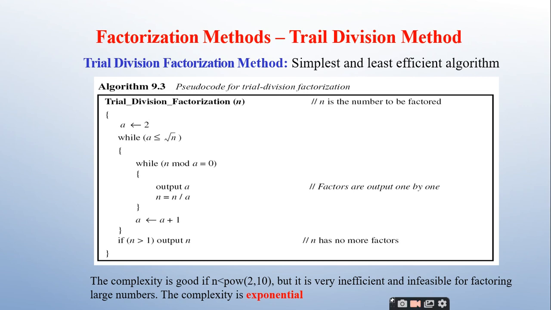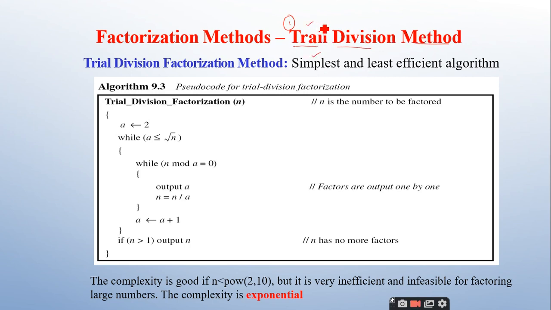Now we are going to discuss one of the important, simplest and least efficient algorithms. Remember that this is the least efficient algorithm to find the prime factors of a given number, but it is a very simple technique. We are all very well aware of this technique. The first method of factorization we are going to discuss is the trial division method.